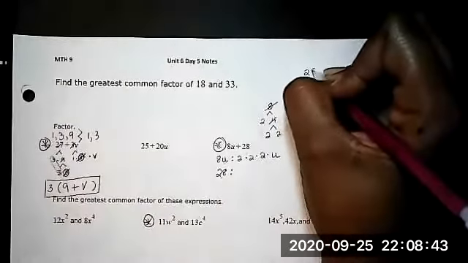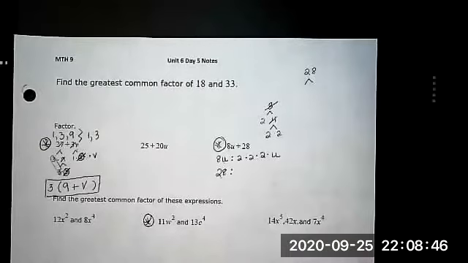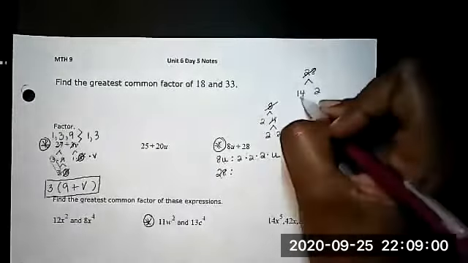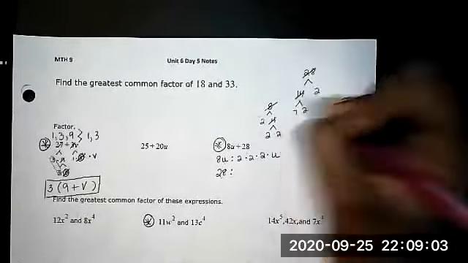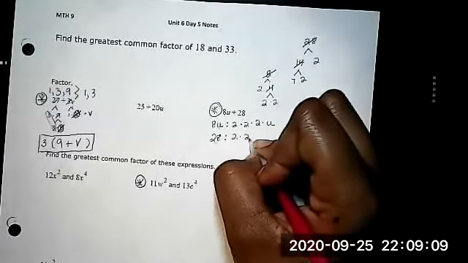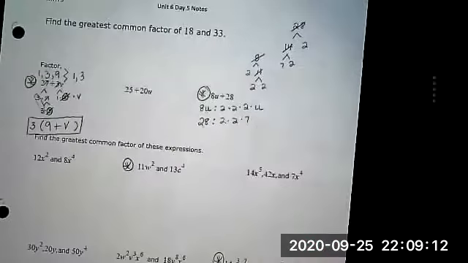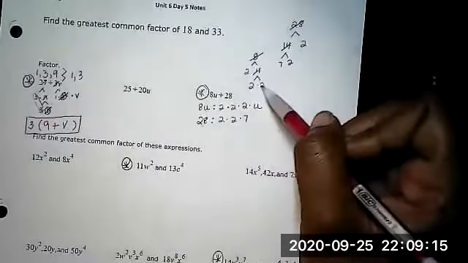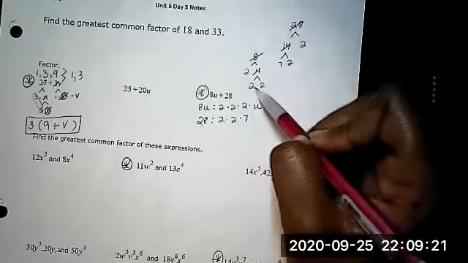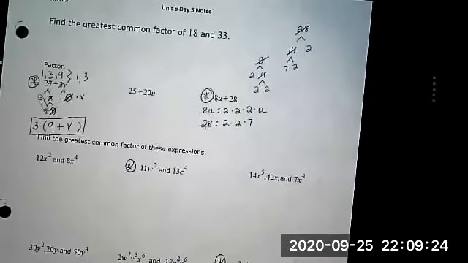28 is going to be 14 times 2, and I know 14 can break down into 7 times 2. I don't think anything else can break down. So 28 is 2 times 2 times 7. So I broke all down to prime numbers. I broke 28 down so it can't break anymore. I broke 8 down so it can't break anymore. And then I wrote those factors out. That's what I did there.